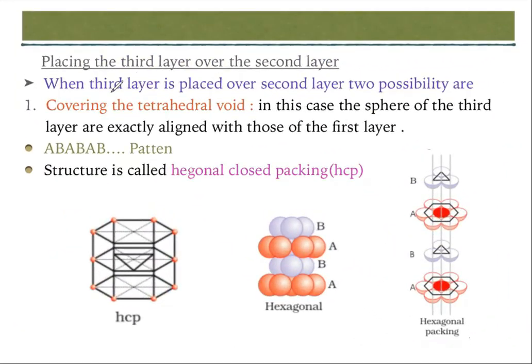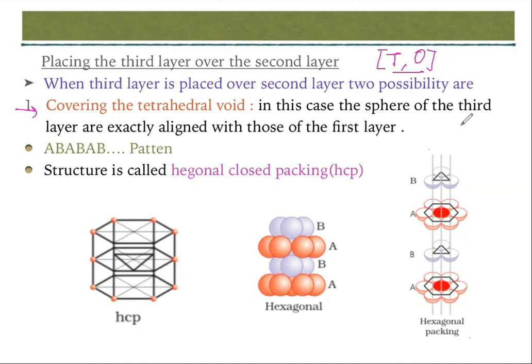Now let us discuss. As we have discussed in the earlier slides, how can we generate a tetrahedral void and an octahedral void, right? Now let us discuss the packing. The third layer is placed over the second layer in two possible ways that we have to discuss. First is covering the tetrahedral voids.